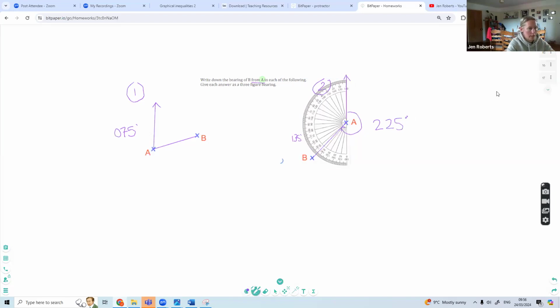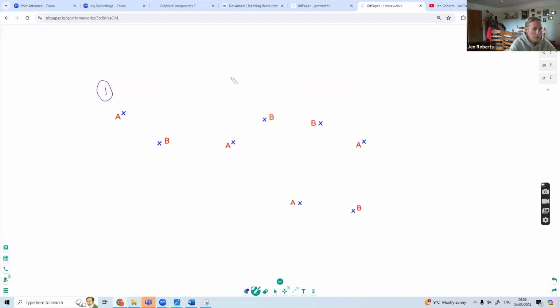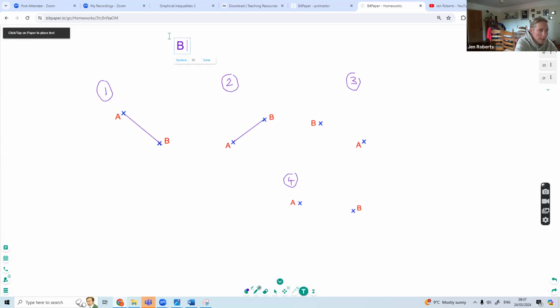Okay, right. That's question one, question two, question three, question four. I might just draw these in for you and put the north lines in as well. So for all these questions, we're doing B from A. Or if you don't want me to put the north lines in, if you want to have a go before I put the north lines in, maybe print screen it, draw your own north lines in. It's up to you.